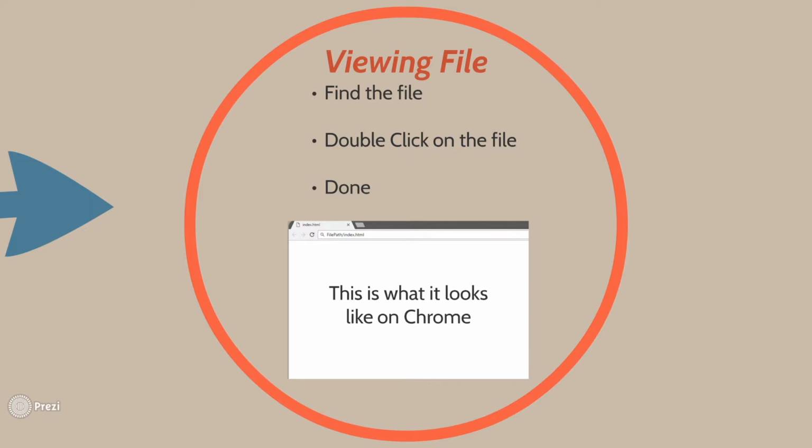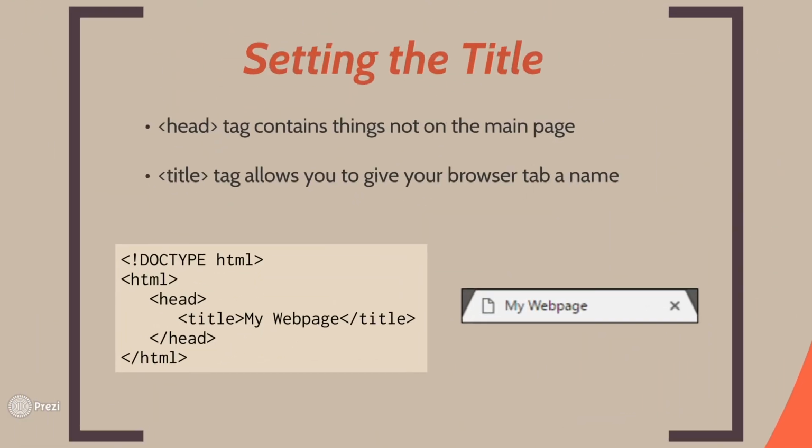Now that you've seen your web page, you will likely want to give your tab a custom title. To change this, we must first make a head block inside the HTML block. The head block is used for setting things that are not inside the main body of the web page, but we will only really be using it to set the title. To give your tabs a title, we can simply use the title tag with a name inside of it. I have shown an example on the current slide.